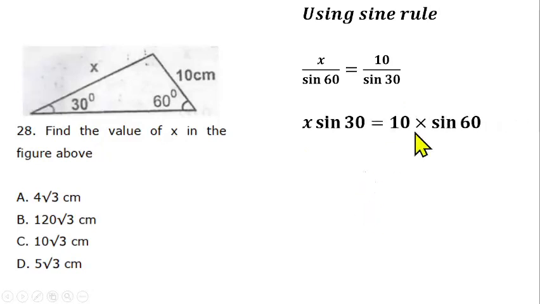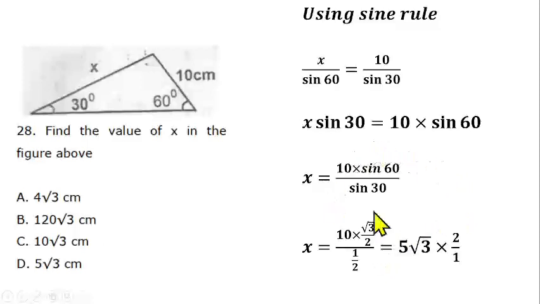So from there we can cross multiply. This will multiply this and this will multiply this. Divide both sides by sine 30. We have X to be this. So sine 60 degrees is a trigonometric ratio of a special angle, and 30 degrees as well. If you don't know that, please visit my video on trigonometric ratio. You will know the trigonometric ratios of sine 30 and sine 60. Sine 60 is root 3 over 2, and sine 30 is 1 over 2.